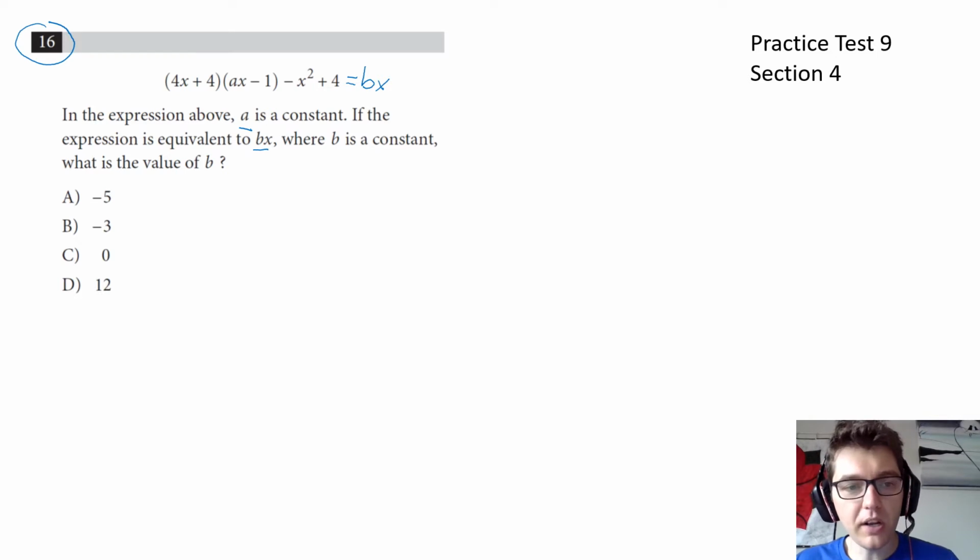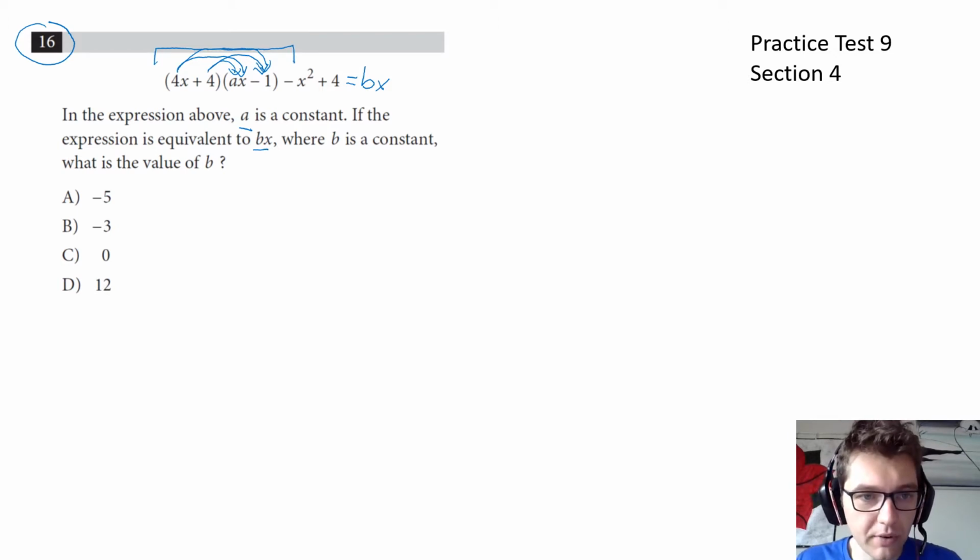The first step here is actually making these all have x squared, x, or just constant terms, which means you have to multiply through this expression here. So the first thing they're testing you on, do you know your FOIL method? That means multiply the first terms, the outside terms, the inside terms, and the last terms. And we'll go through that here in detail.